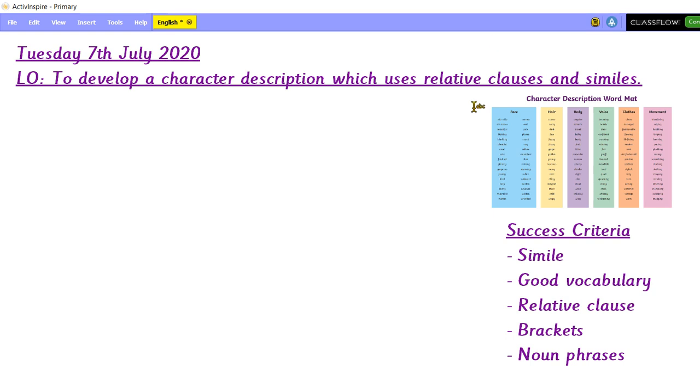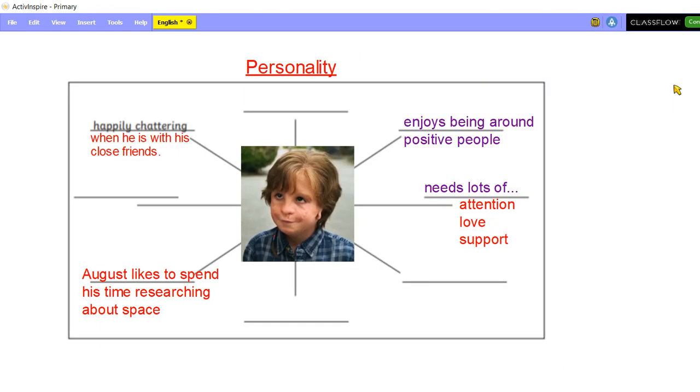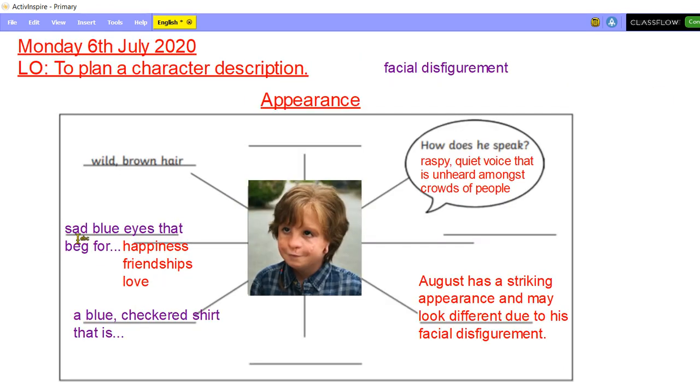We also then want similes. So a simile, if you remember, compares your character to something else. Yesterday, some of the children that were in school came up with a blue checkered shirt that, they said, covered August like a cloak. And that was a really good example of a simile because it's saying it's covering him like something else would cover him. So that makes you think his shirt's really big and baggy and maybe he's quite petite for his age.